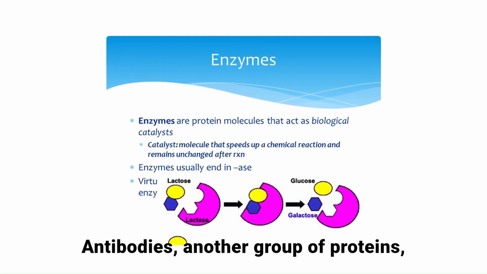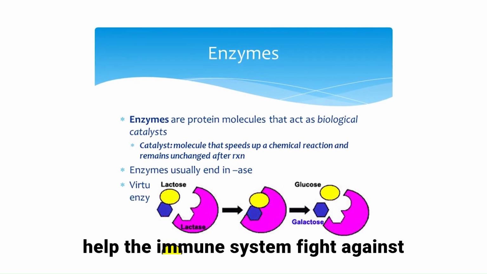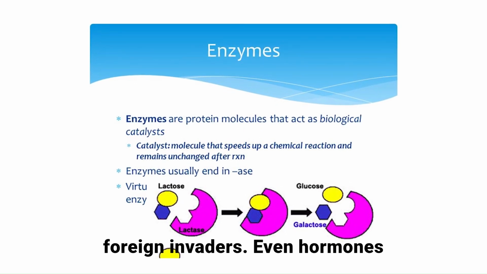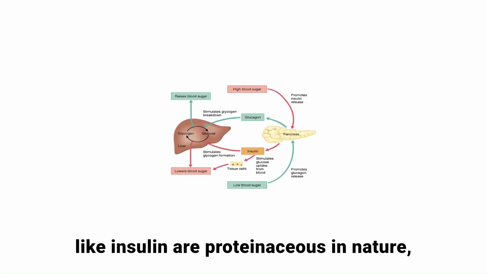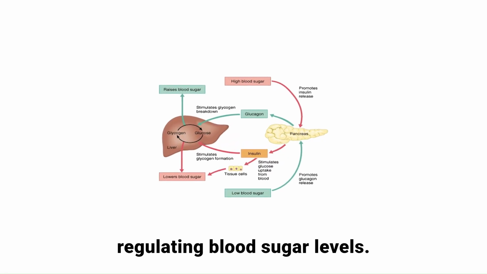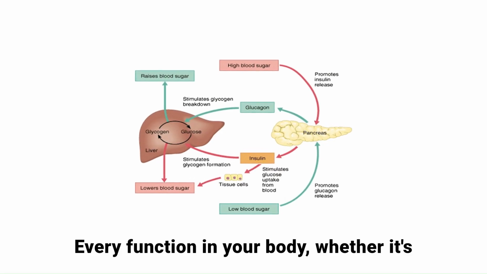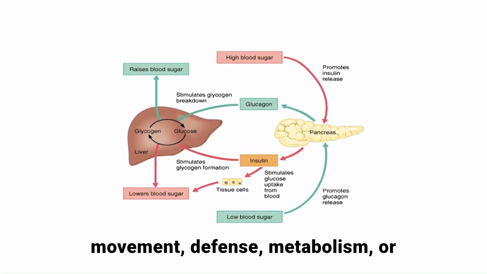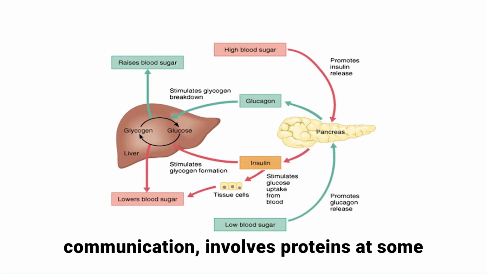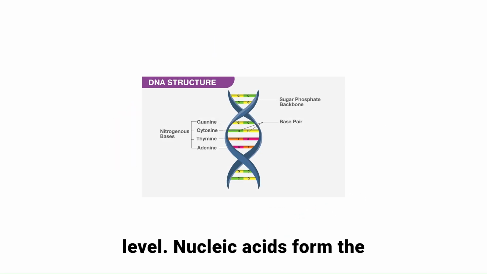Antibodies, another group of proteins, help the immune system fight against foreign invaders. Even hormones like insulin are proteinaceous in nature, regulating blood sugar levels. Every function in your body, whether it's movement, defense, metabolism, or communication, involves proteins at some level.